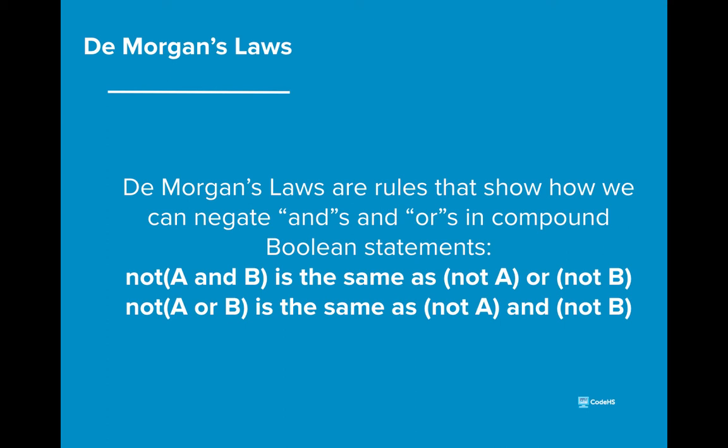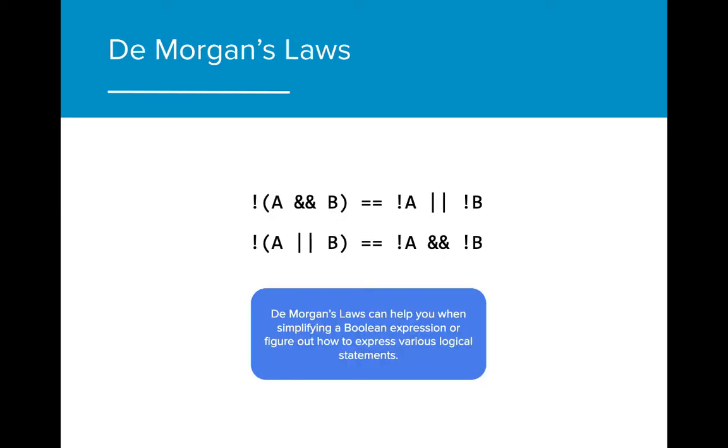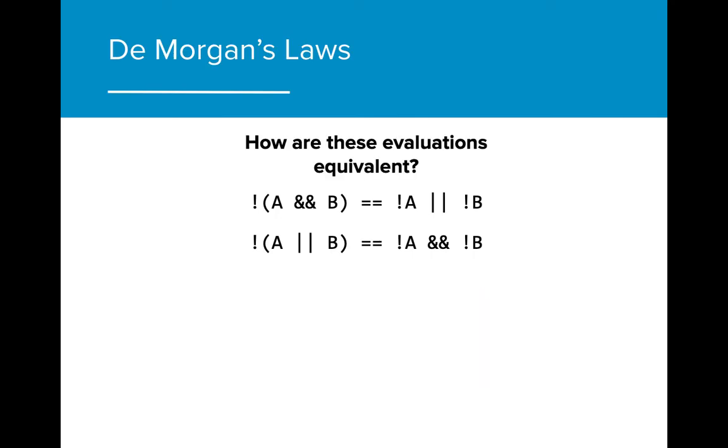Not (A and B) is the same as not A or not B. Not (A or B) is the same as not A and not B. When written out in Java, the expressions are as such. We can use these equivalencies to help simplify Boolean expressions and to express different logical expressions. When looking at these statements, it's not obvious that the statements are equivalent. Let's take a look at how they're actually the same.